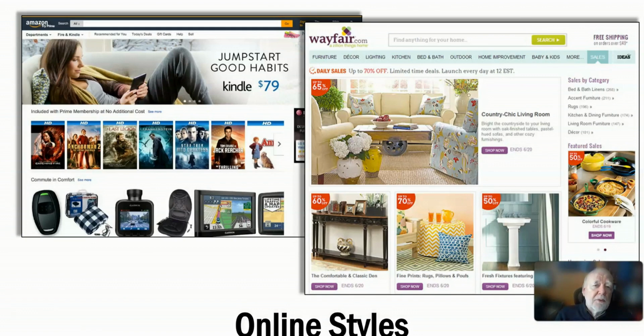They have thought it through and they planned it out. So you get a certain feeling when you go to an Amazon website. Or how about Wayfair? Wayfair is another one. When you go to a Wayfair website, you get a certain, again, appealing environment.